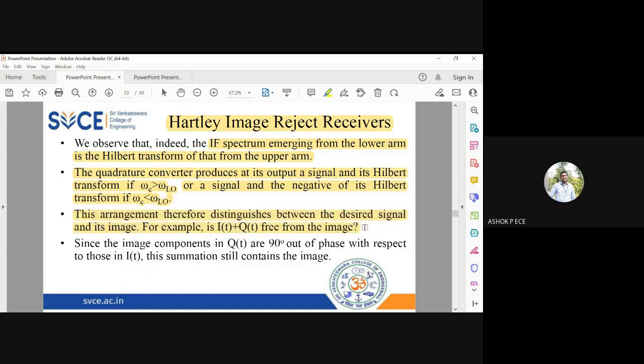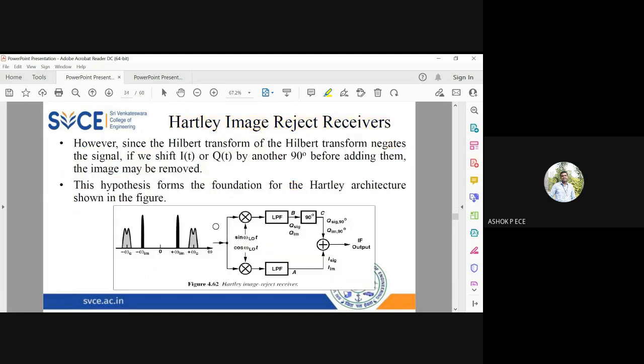But what is the guarantee that I of t and Q of t is free from image? There is no guarantee. We still assume that the sum of I of t and Q of t may contain an image signal. So we have to see what can be done in the architecture to eliminate the image component from the in-phase component and quadrature phase component.